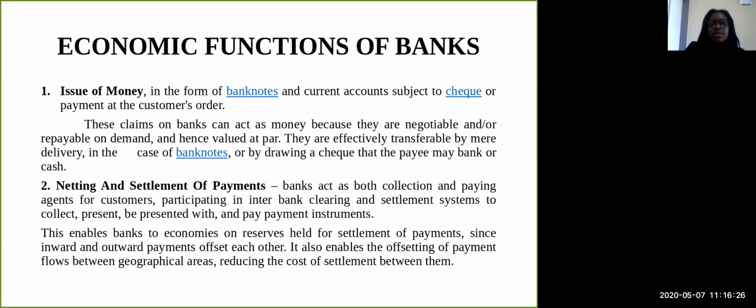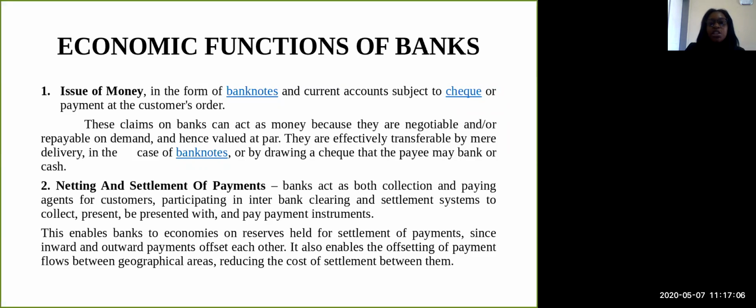So the first one is issue of money in the form of banknotes, and the current account subject to check or payments at the customer's order. So this is the issue of money, one of the functions which a bank does. These claims on banks can act as money because they are negotiable or payable on demand and hence valued at par. They are effectively transferable by mere delivery in the case of banknotes or by drawing a check that the payee may bank or cash.